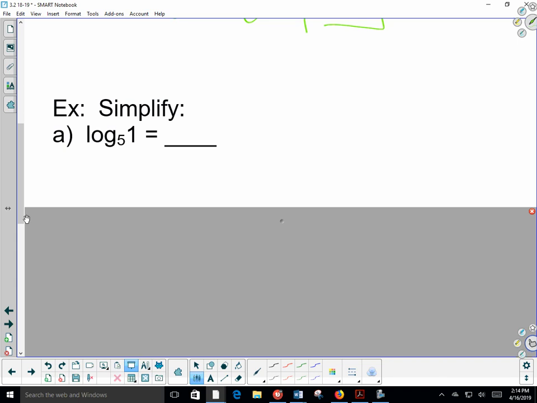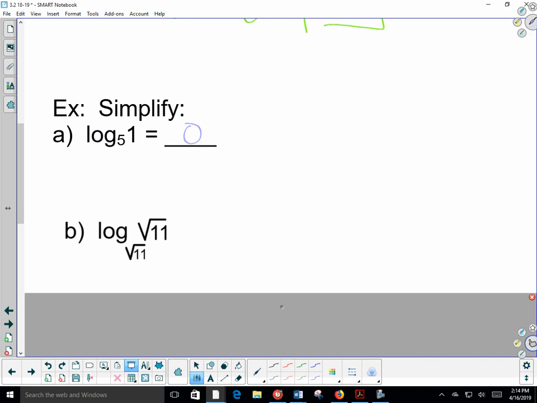So these are a few quick examples using those properties. So, Kara, what's log to the base 5 of 1? 0. All right. Log to the base anything of 1 is going to be 0. What about this one? Log to the base square root of 11 of square root of 11. Tiger?